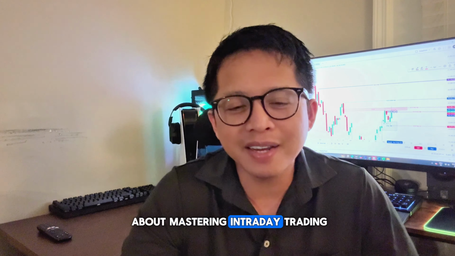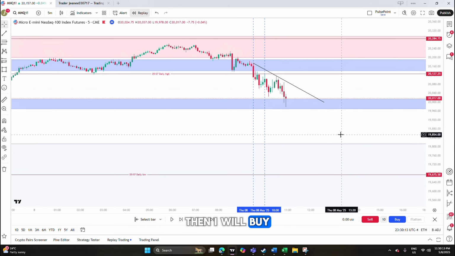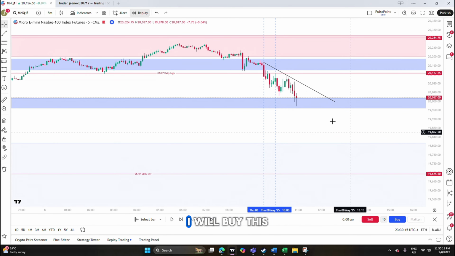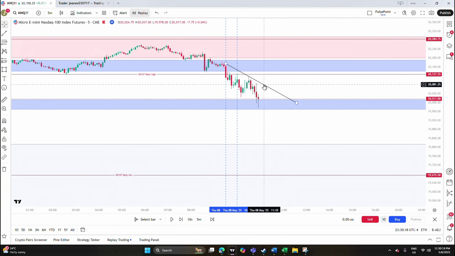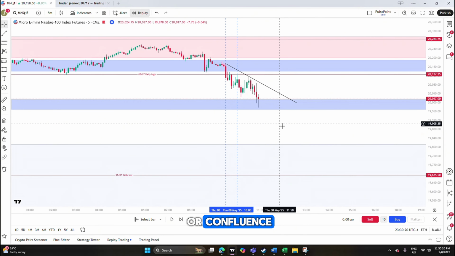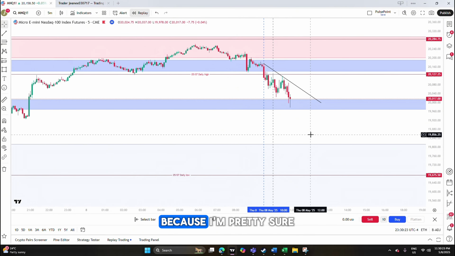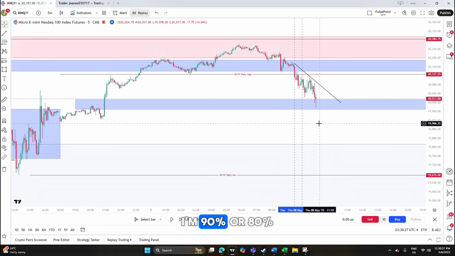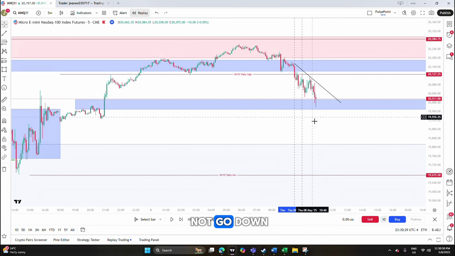Because if the price breaks this trend line and I see my setup, then I will buy. This is one of my confirmations or confluences that the market will go up, because I'm 90% or 80% sure that the market will not go down.